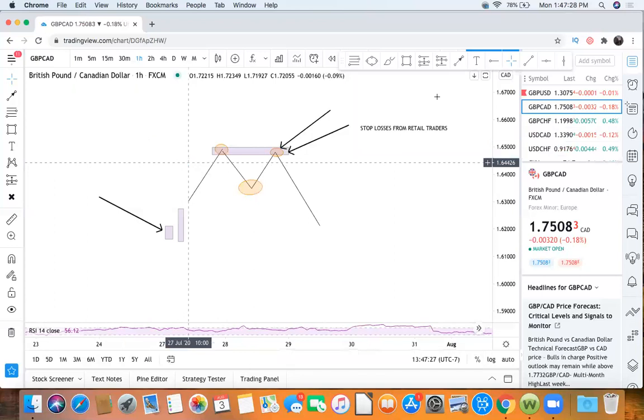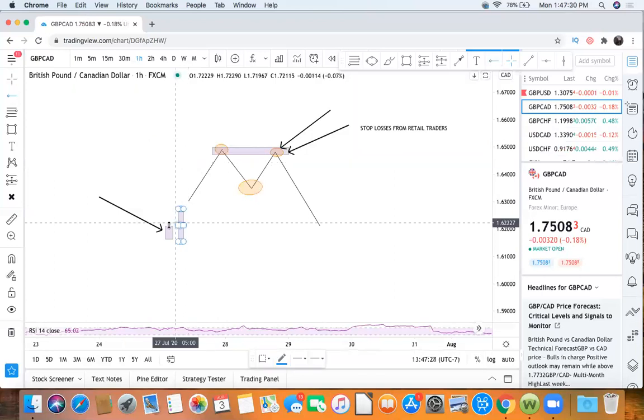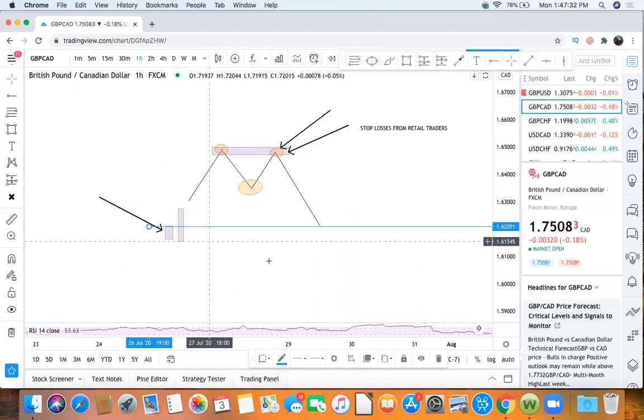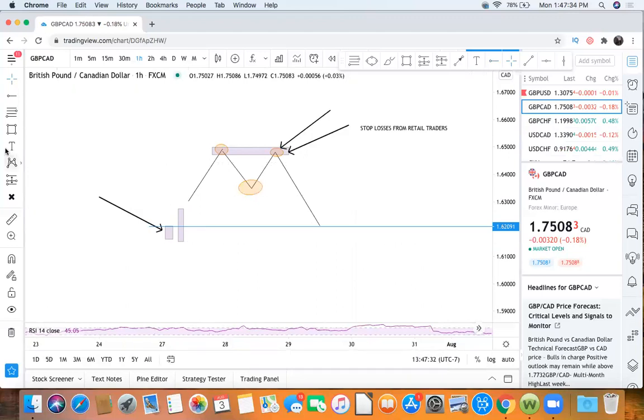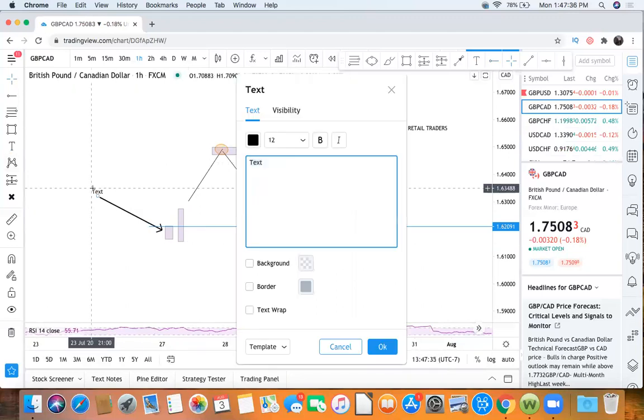So what we're going to be waiting for is for the market to come back down and retest right on the accumulation of price candle that I'm pointing out right here, which is going to be the accumulation of price candle.